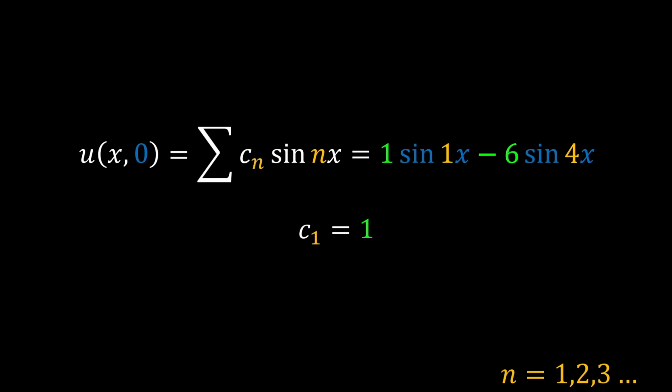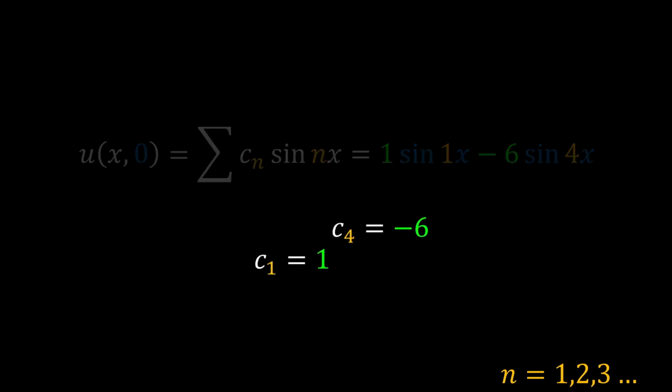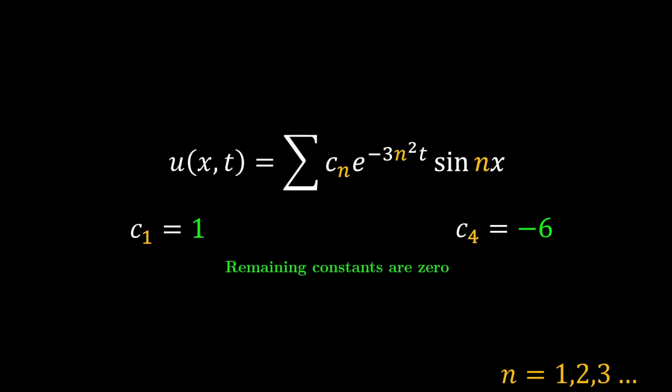Similarly, matching the n equals 4 term to the coefficient in front of the second sine term means that c sub 4 must equal -6. You might be wondering, if the general solution was an infinite sum over all n values, how come we've only obtained values for c4 and c1? That's because the remaining constants are 0.